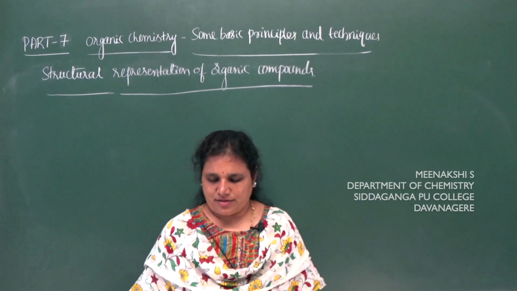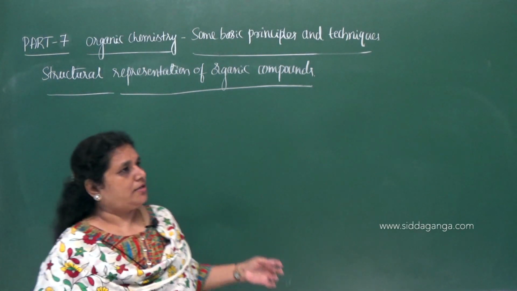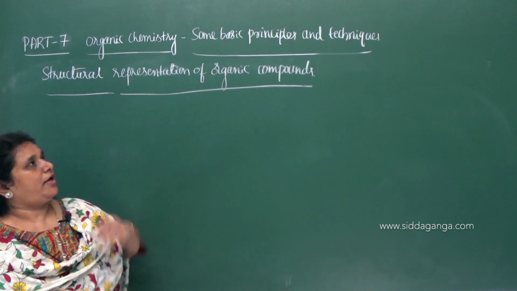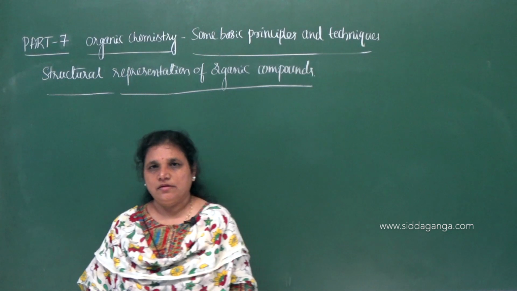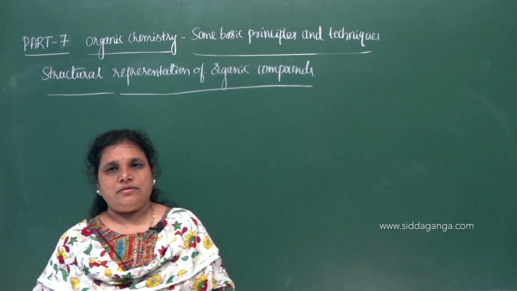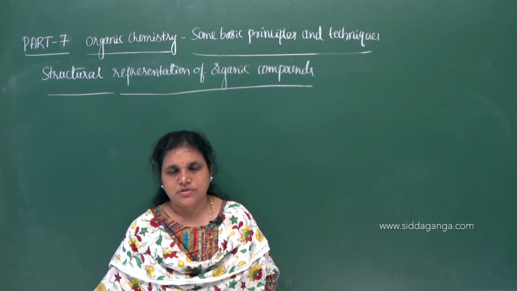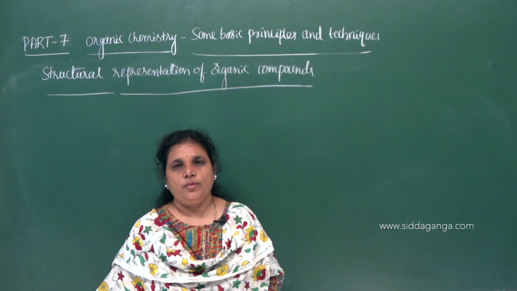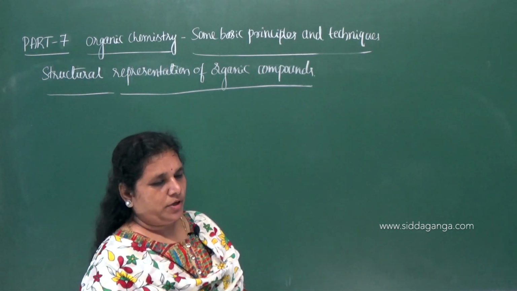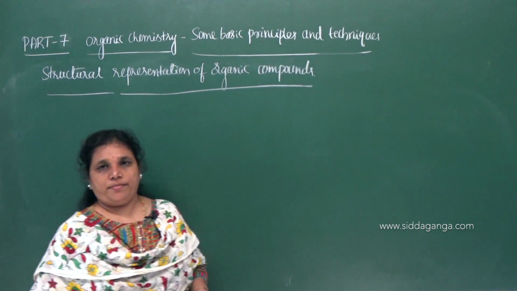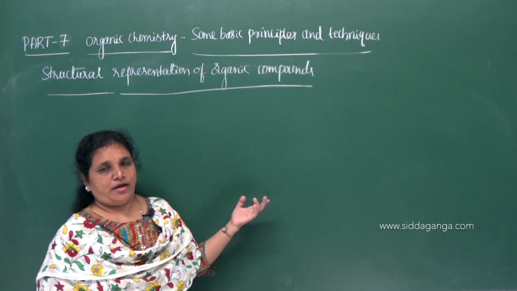Hello students, welcome back to part 7 of organic chemistry, some basic principles and techniques. In the previous class, we discussed the structural representation of organic compounds. There are two ways to represent organic compounds. One is a two-dimensional representation, the second one is a three-dimensional representation.